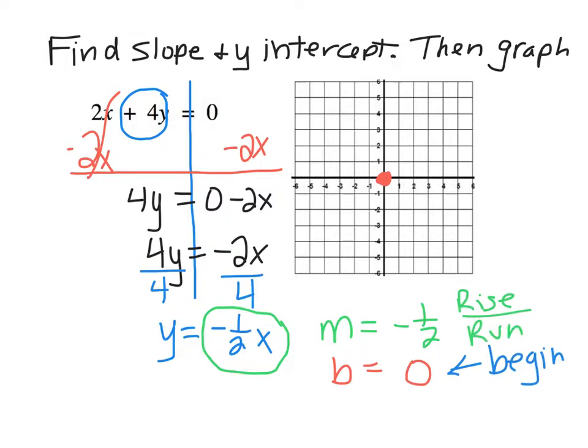Now notice that we have a negative sign, so we're going to rise down. So down 1. So we're going to just take our little pointer and we're going to go down 1 and over 2, and we're going to put a dot. And we're going to go from that dot, we're going to go down 1 and over 2, and we're going to put another dot. And we'll just keep that up. Now that we've got a couple of them, we can draw our line. And that's how we graph.